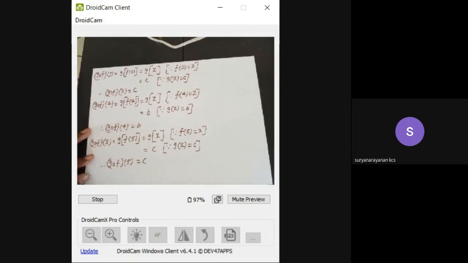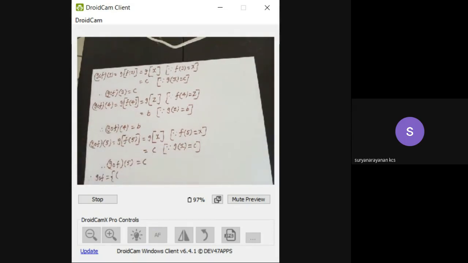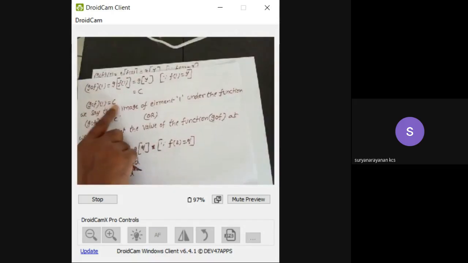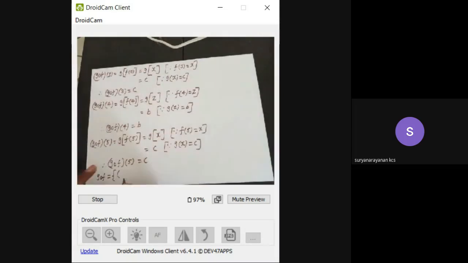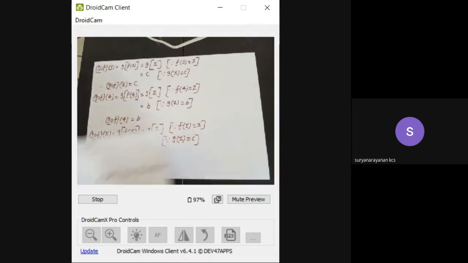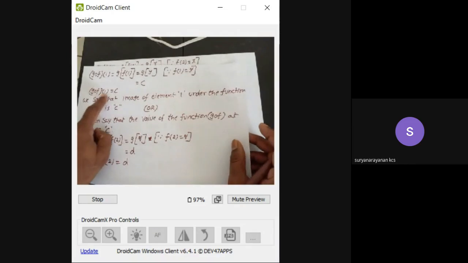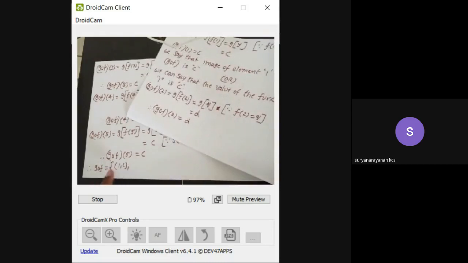Now we wrote all the images of the domain. We write this function G circle F in the roster form. What are the ordered pairs? See here, my children, we got C for 1. The image of element 1 is C, so we write the ordered pair 1 comma C.